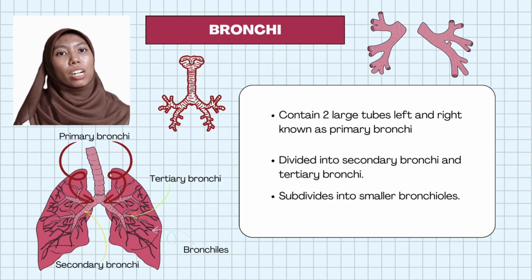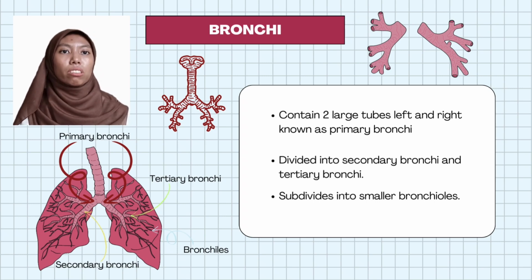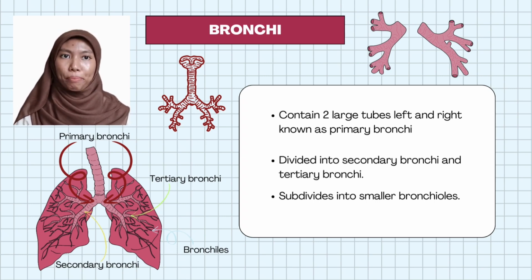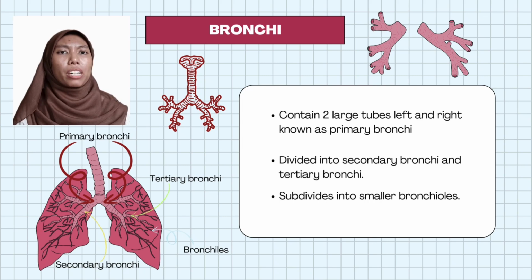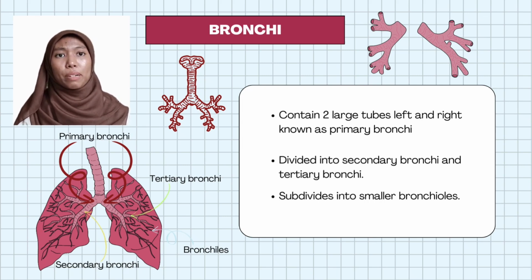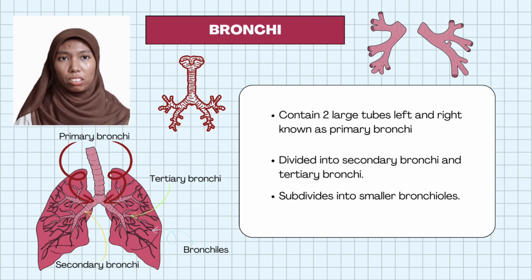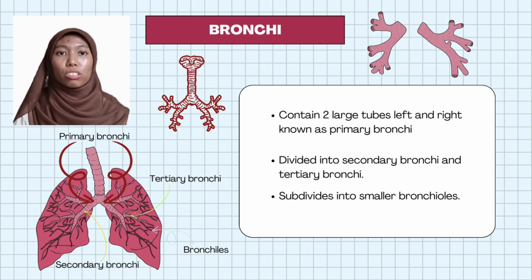Hello, my name is SAFIYA BINTI ROZAIDEE and I will talk about the lower respiratory tract, starting with the bronchi. The bronchi are two large tubes, also known as primary bronchi. These structures resemble an inverted tree, leading to the term bronchial tree. Within the lungs, each primary bronchus branches into smaller and smaller bronchioles, which are the thinnest branches of the bronchi.